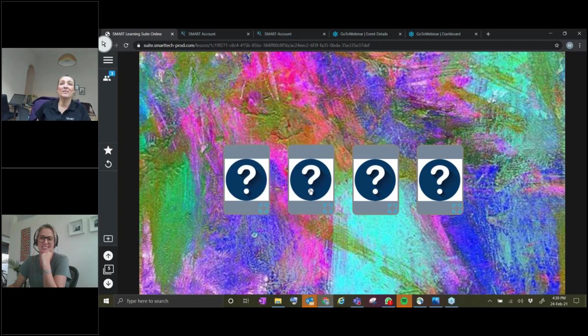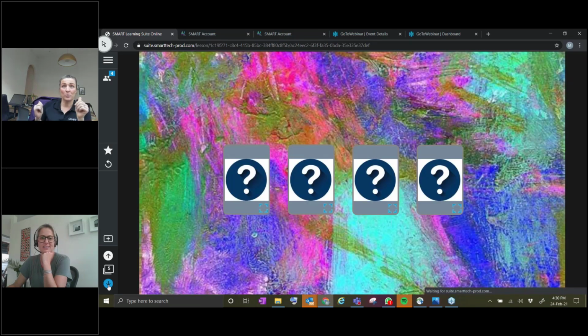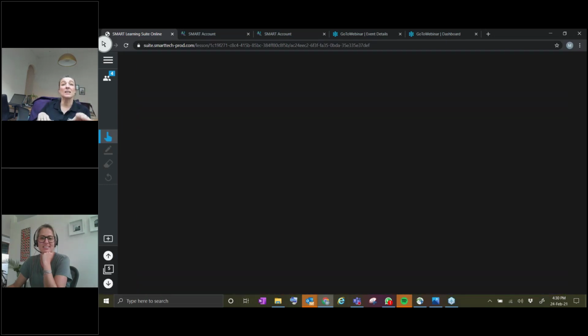So what we do is Molly has it on teacher directed at the moment. She's going to go to student mode. In student mode, it means that on their devices they can go to any page. This is a 2-page activity. The first page is the flip out. The second page is the handout that Molly's going to show you shortly.